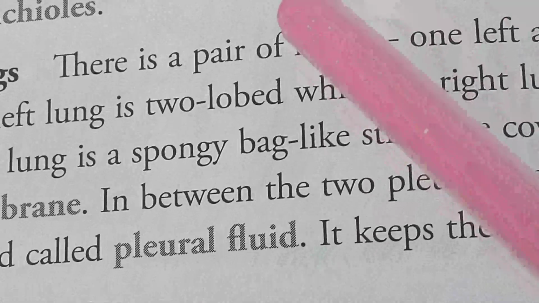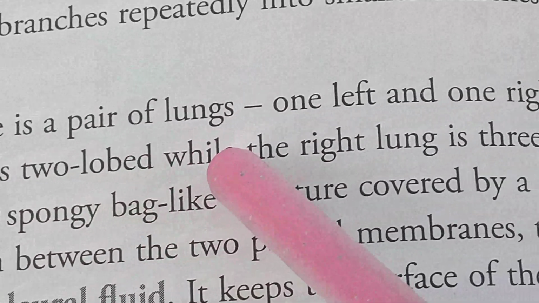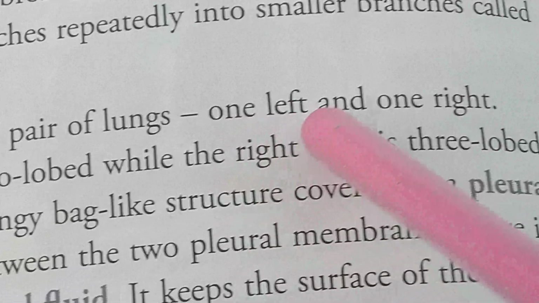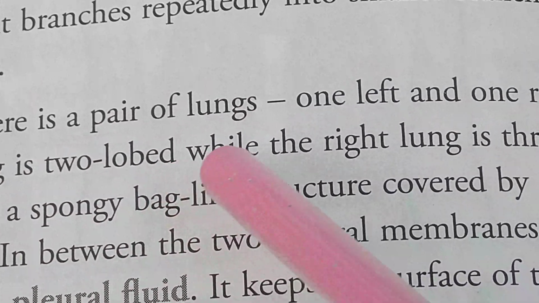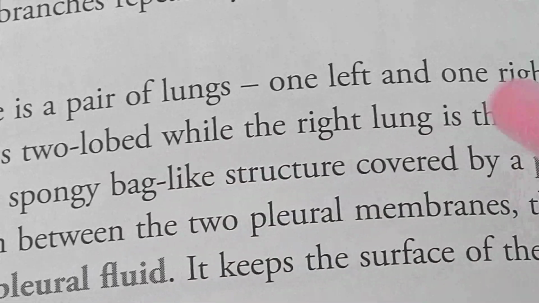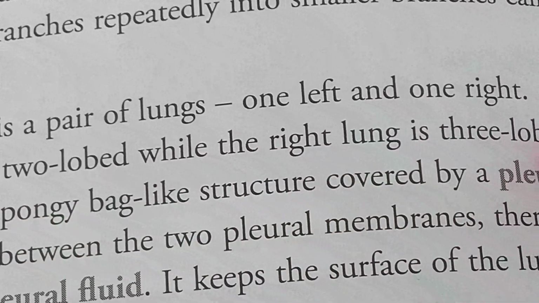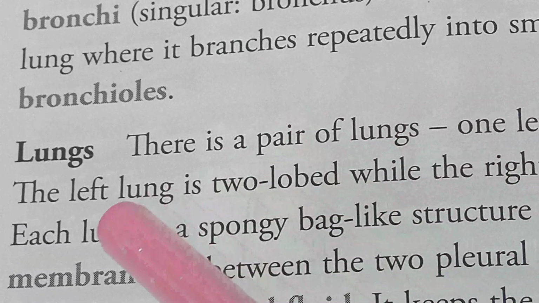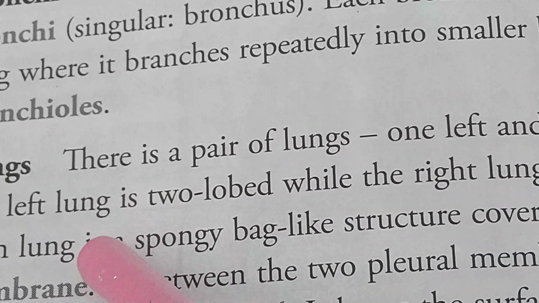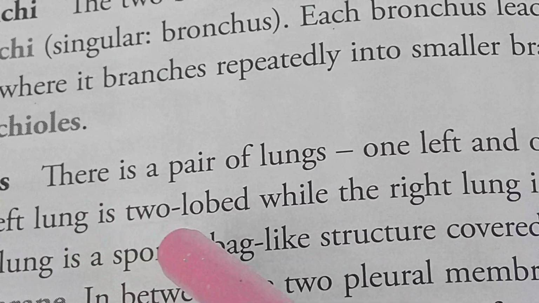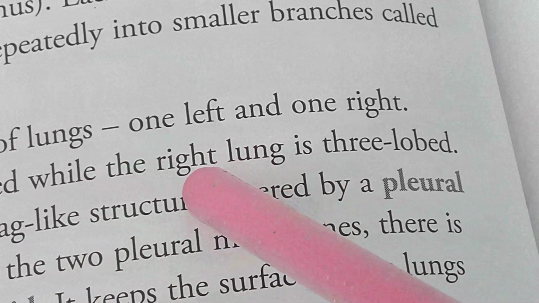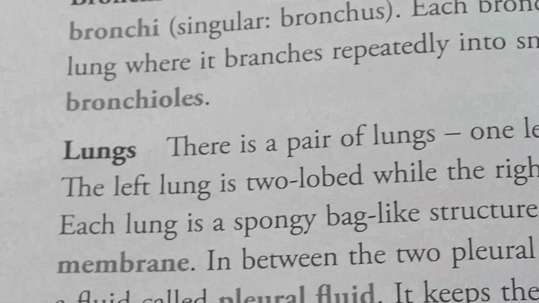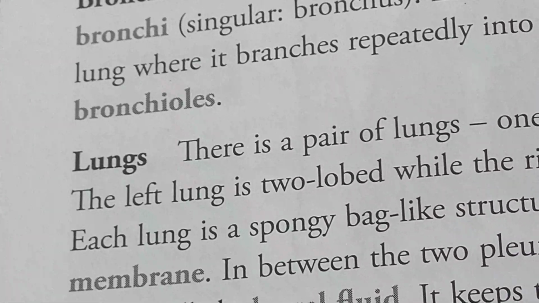Lungs. There is a pair of lungs, one left and one right. The left lung is two-lobed while the right lung is three-lobed. इसके नीचे दाग लगाना. This line is very important. Our left lung, मतलब बाएं की तरफ lung का जो पार्ट है, that is two-lobed. दो लोब में ये डिवाइड रहता है. वेयर इज राइट लंग इज थ्री लोब्ड, तीन लोब में डिवाइडेड है.